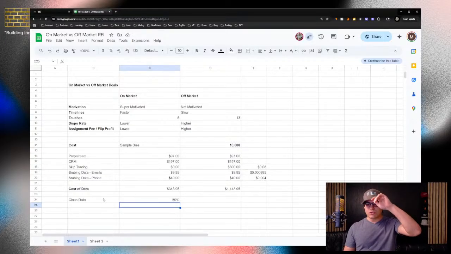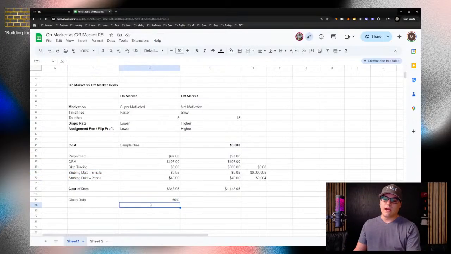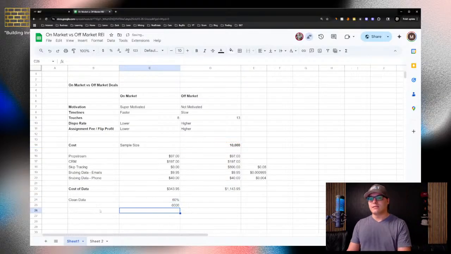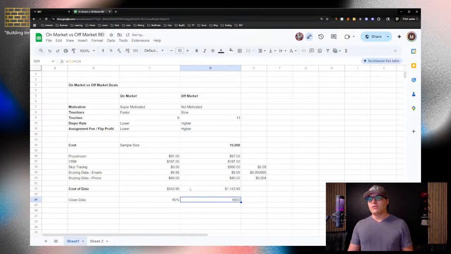No matter which data source you go to, you're going to find inaccuracies, especially once you start scrubbing the information. So if we go back over here and we say, okay, we clean that data, right? Out of the 10,000 right here, we're only left with, let's say, 6,000 that's actually clean. Let me move this over here. So now you're only left with, let's say, 6,000.